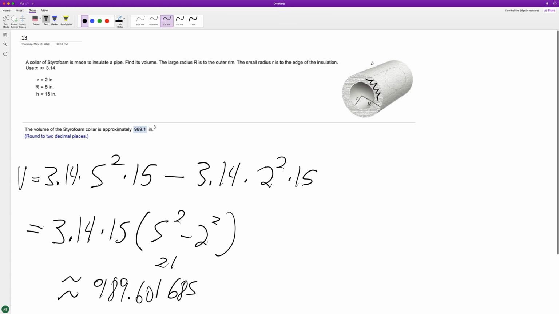989.601685, blah, blah, blah. But if we want to round it to decimal places, so it's just going to be 989. Oh, I didn't use 3.14. Oh, well, because we use 3.14, it just goes to 1. And that's it.